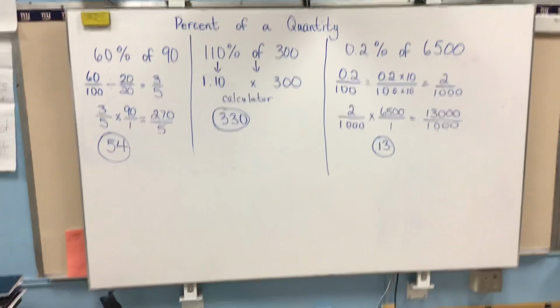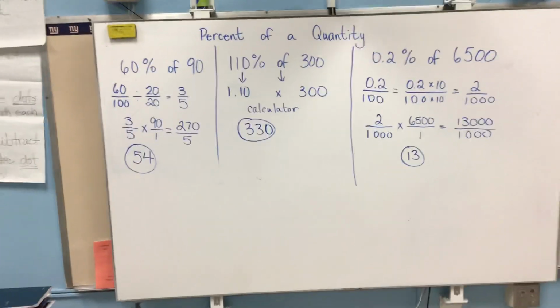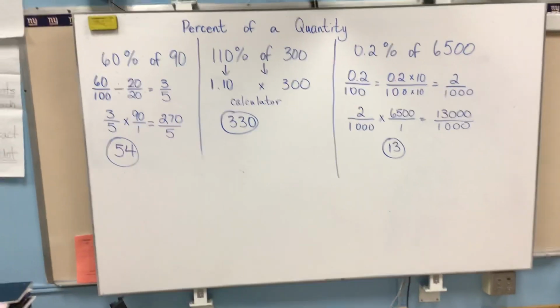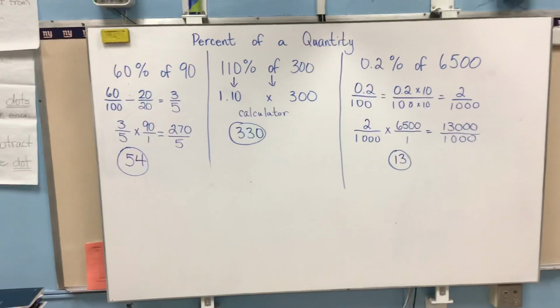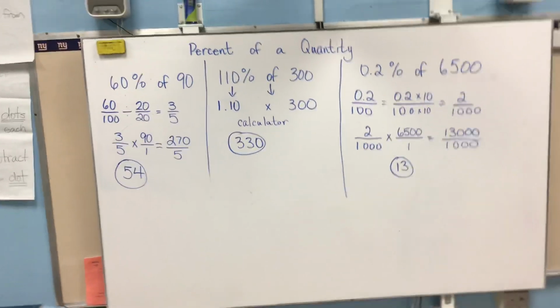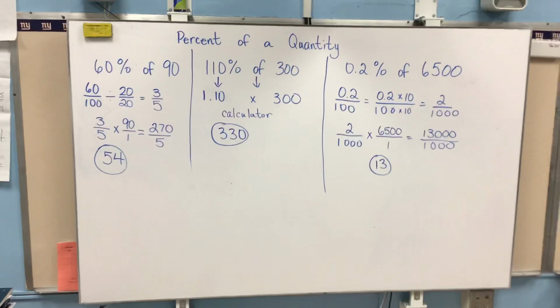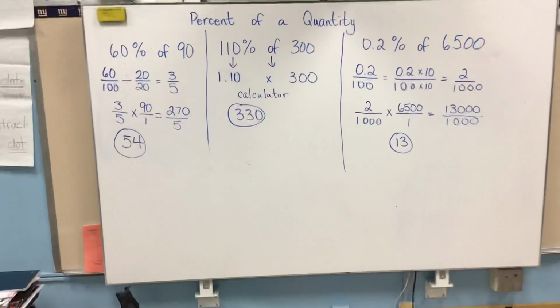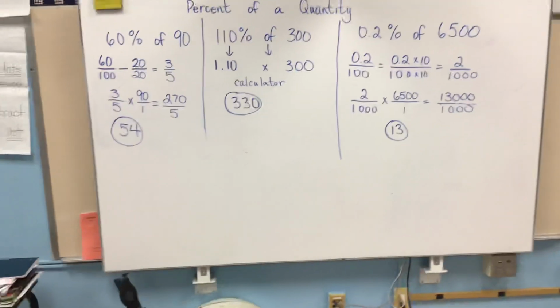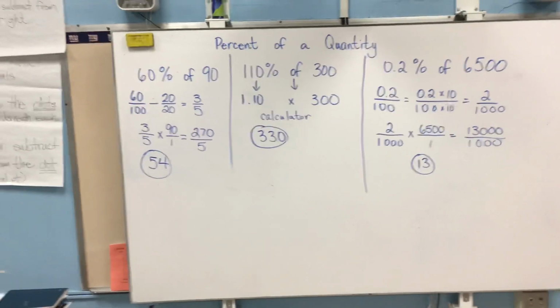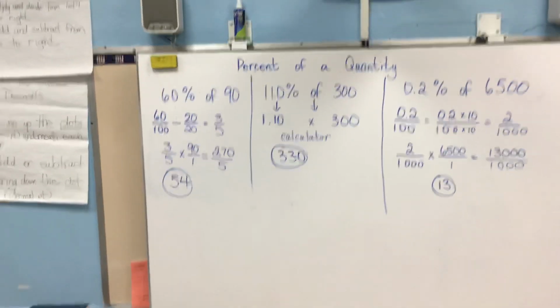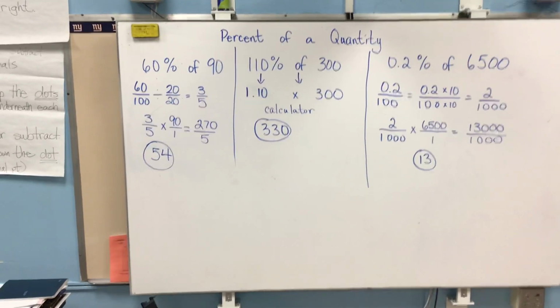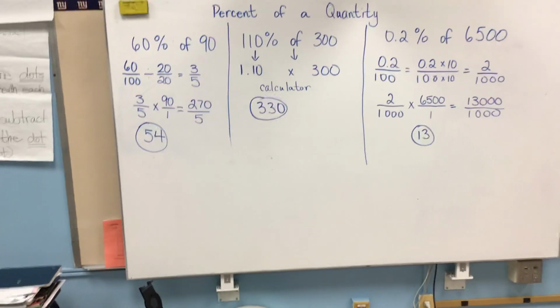I then take the 3 over 5 and multiply it by my total, or 90. So that's going to give me 3 times 90, which is 270, and 5 times 1, which is 5. I then am going to divide 270 by 5, and that is going to give me my final answer of 54. Again, this is just one way of doing the problem.